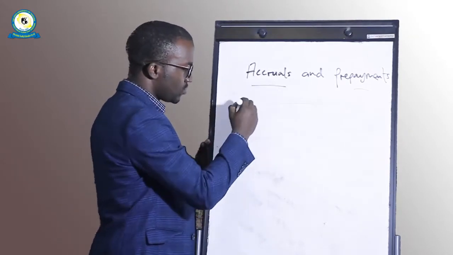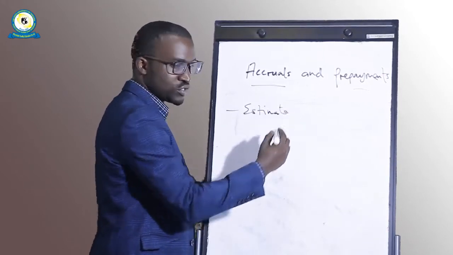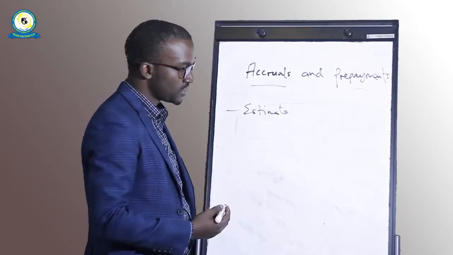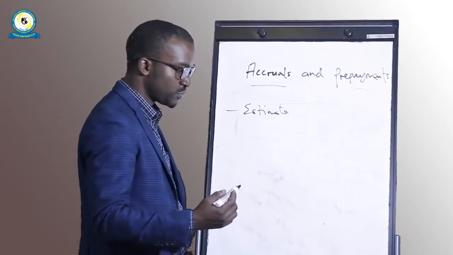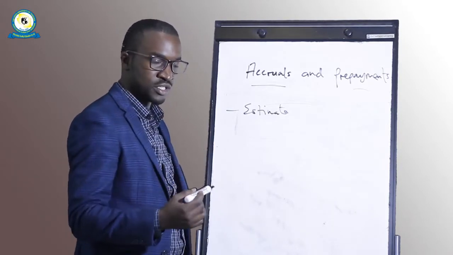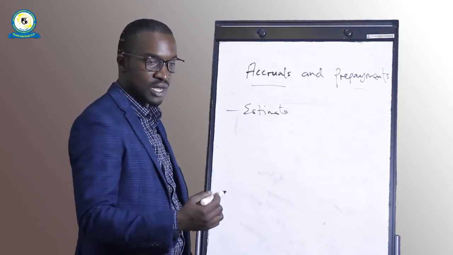An accrual is an estimate, and there's a reason why we are saying this is an estimate. Remember the accounting principles. One of the principles is money measurement. It requires us to record transactions in monetary terms. So it is an estimate of money.